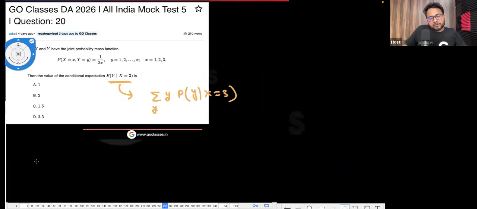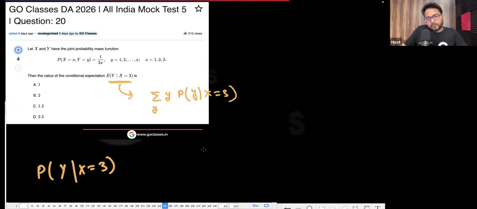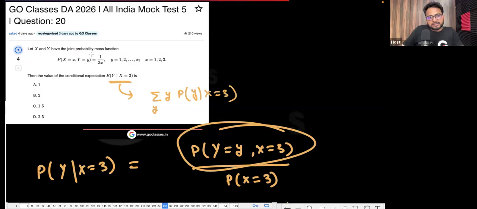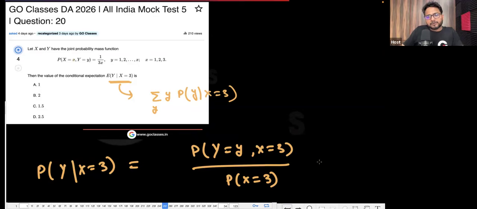Okay. So from here, you can say the probability of y given x equal to 3 will be the probability of y comma x equal to 3, divided by the probability of x equal to 3, right? Now, this joint probability is already given to you. If x is 3, then this will be 1 upon 9. The numerator is fine. So this is 1 upon 9 divided by this denominator, which you need to find out, right?